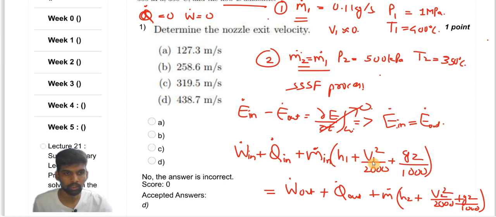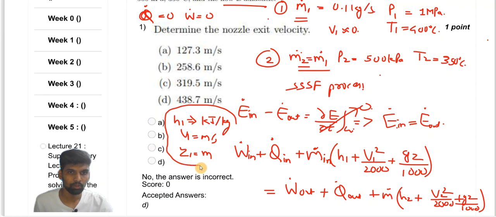Okay, you can just write v1 square by 2, but just to avoid complexities, we will always use this form. So that, let me write it here, that is h1 in kilojoule per kg, v1 in meter per second, and z in meter. Okay, so this thing you have to keep in your mind throughout this. Whenever you will apply the energy equation for open system, this thing you have to follow.